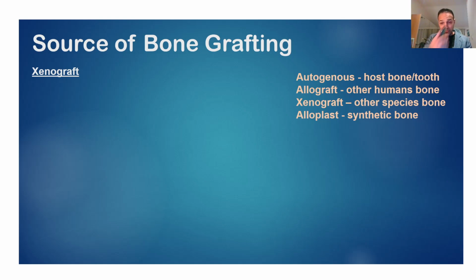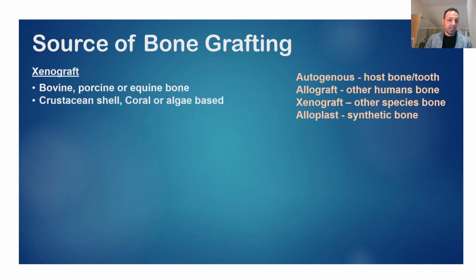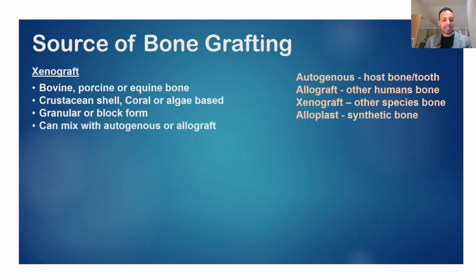So then we've got xenograft. So xenograft are other species. It doesn't have to be just animal. It's just I say animals because that's the most common. We're going to show you what other types of xenograft there are besides animals. Though the most common is bovine, porcine, so from cows or pigs, and also we have horse, which is equine bone. We can also get xenograft from crustacean shells, from corals in the ocean, and algae as well, algae based. They come in granular or block forms, and you can mix them. Again, often they're mixed with autogenous host bone or with other humans' bone, otherwise called allograft.